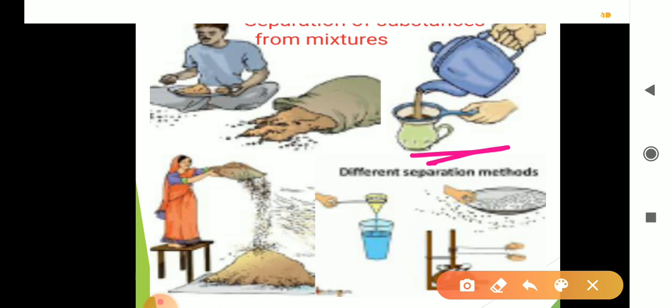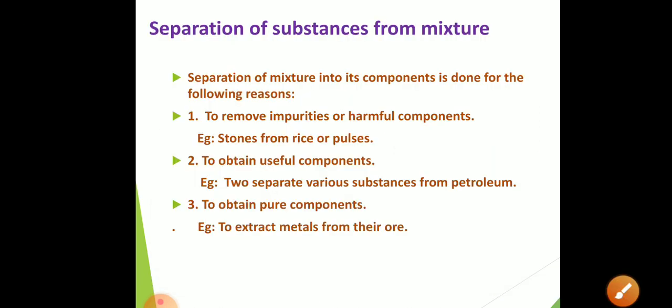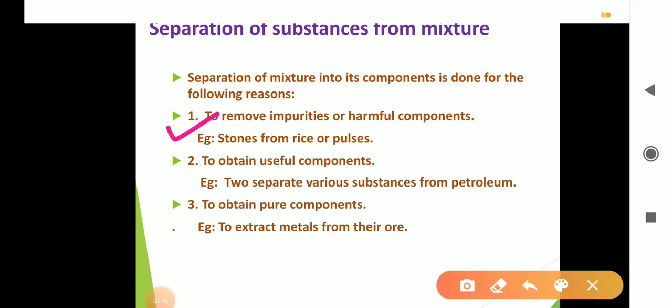Okay. Now, separation of a mixture into its components is done for the following reasons. The first reason is to remove the impurities, or the harmful components. For example, we have rice or pulses. They might contain small stones or other solid impurities which are harmful if we consume them, and these impurities are removed to make the food safe for consumption. Similarly, water is also purified to make it fit for drinking.